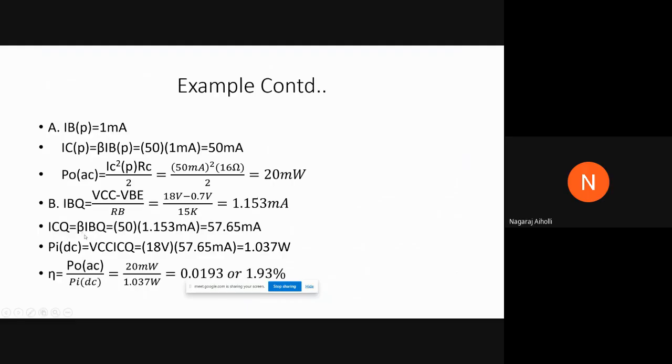If you want to find the value of IBQ, then IBQ is given by VCC minus VBE by RB. This is the equation that we had obtained in the analysis of the series fed class A amplifier, is it not? So if we consider this circuit here, that is the series fed class A amplifier.